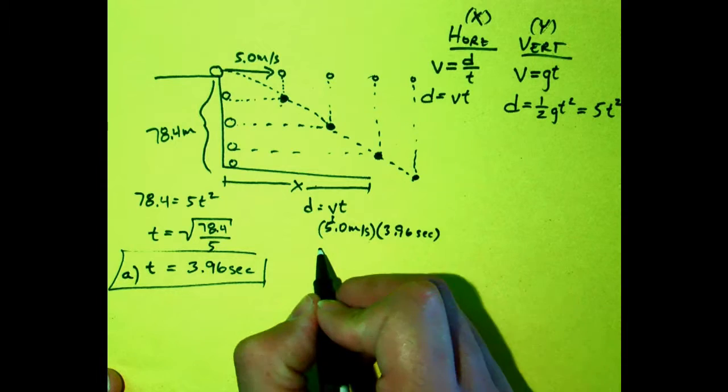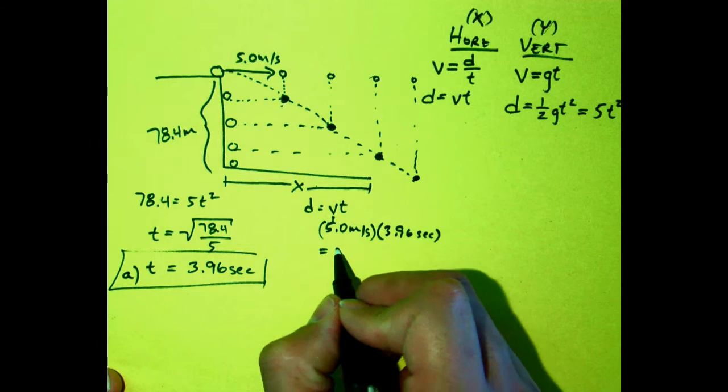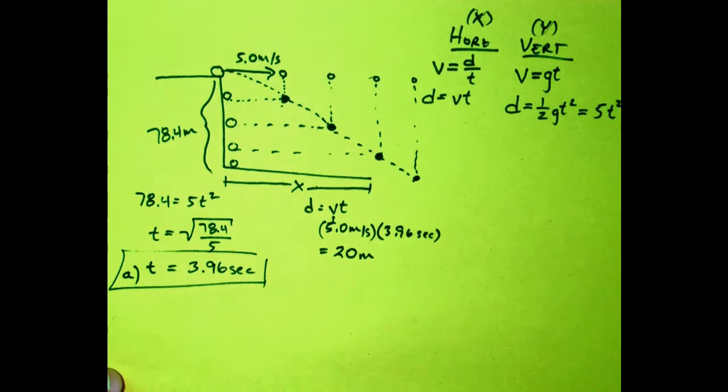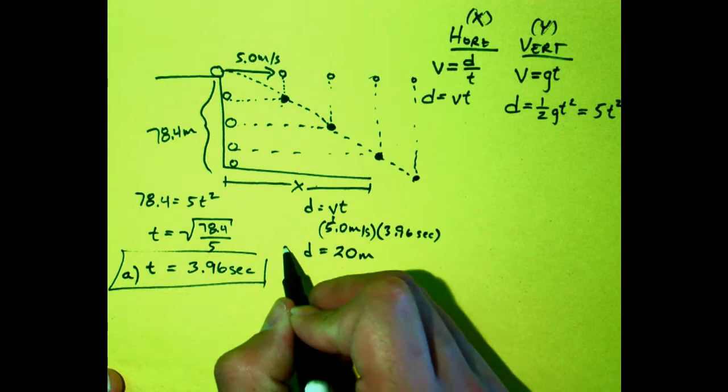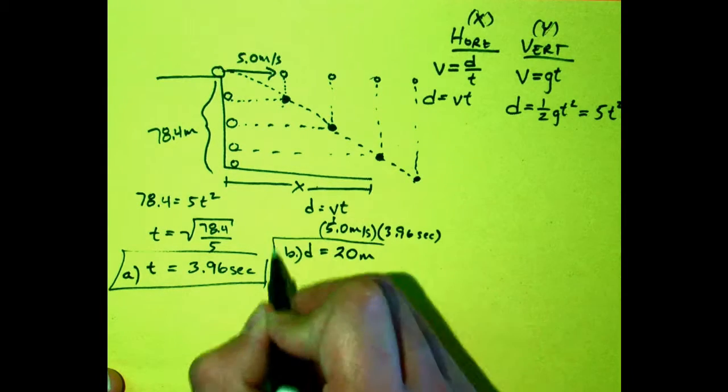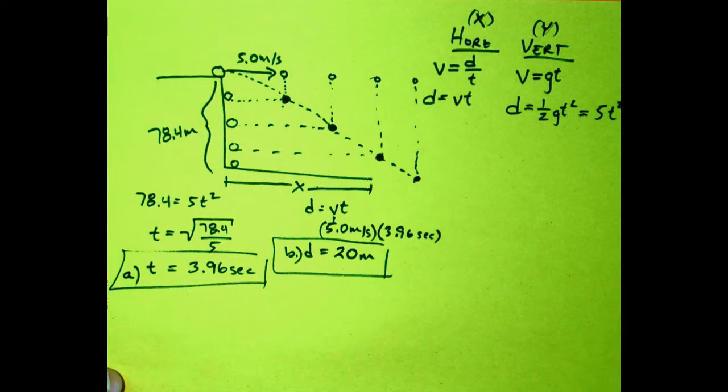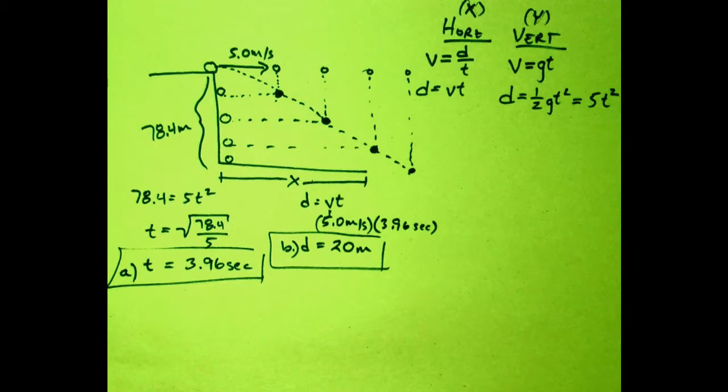Now I multiply those, and what do I get as my distance? Should be around 20 meters. Yeah, I just rounded. 20 meters is fine. So that's my answer to B. B, distance equals about 20 meters.